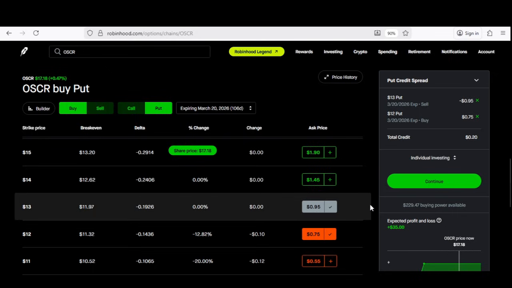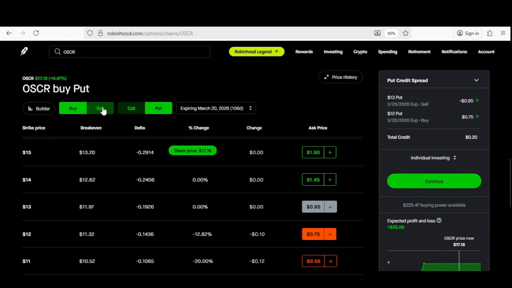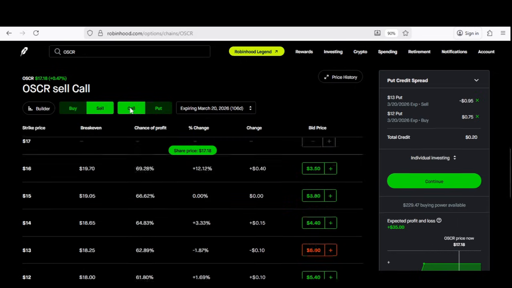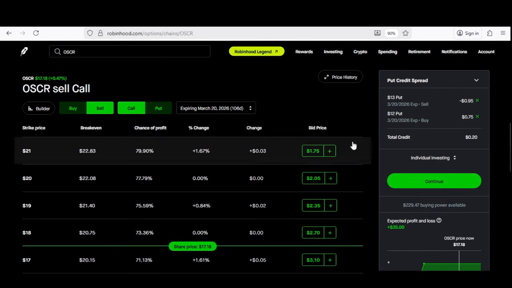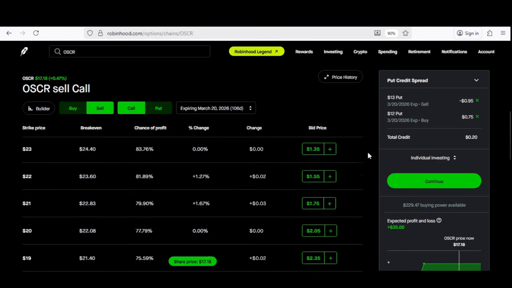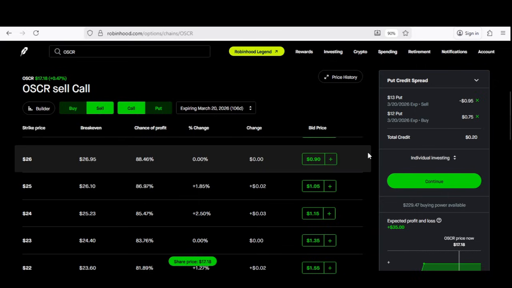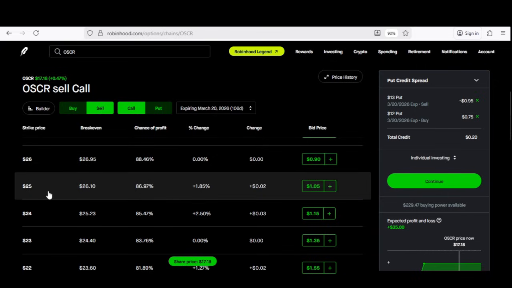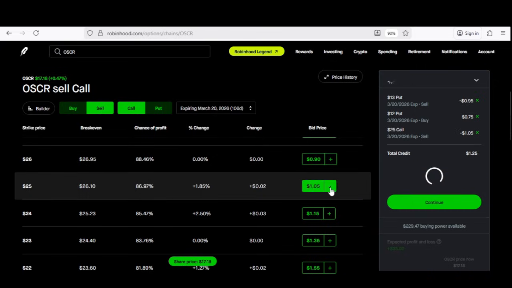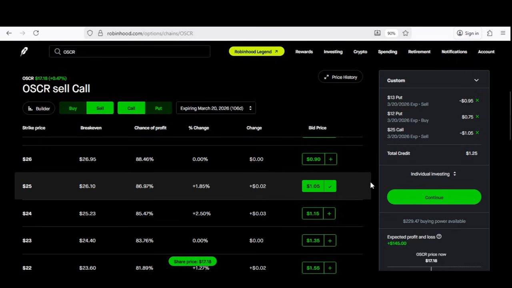Income generating option strategy number 2. Now let's go ahead and change the parameters a tad. We're going to go to sell and call. Remember, we're going to leave what we just did. And now we're going to go ahead and choose the exact same strike price we did when we did our covered call. So we're going to go with a 25 right here once again. And there you go.